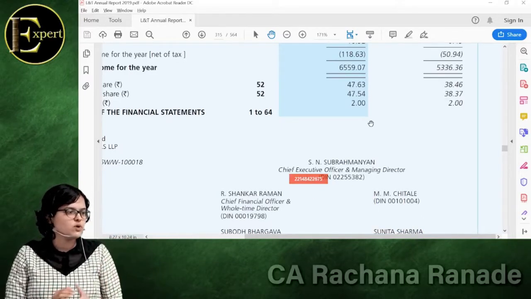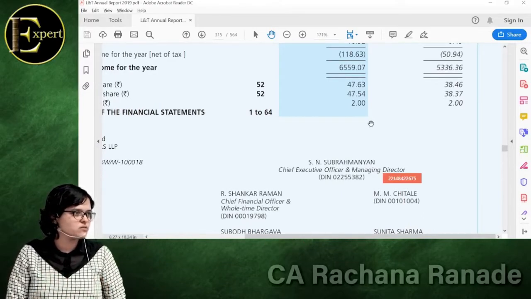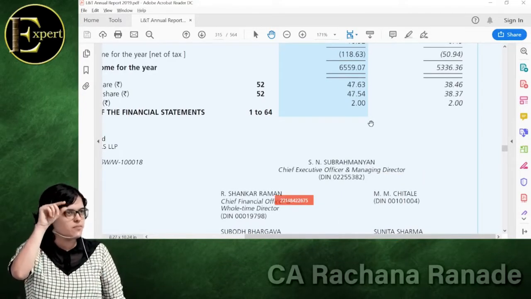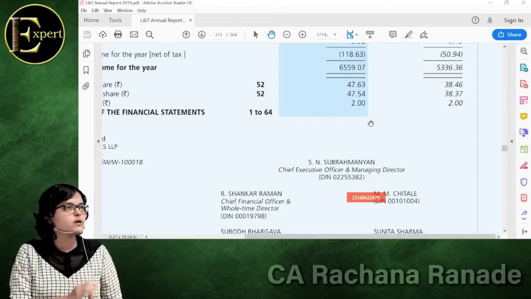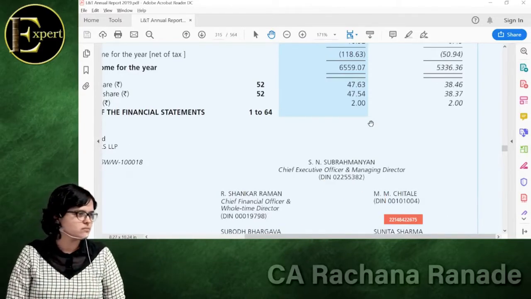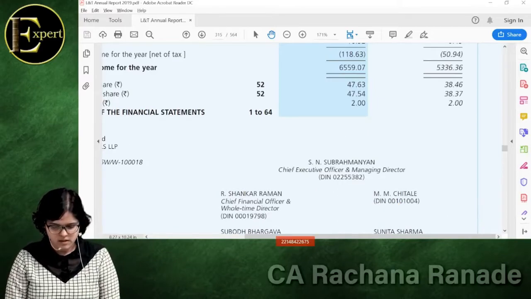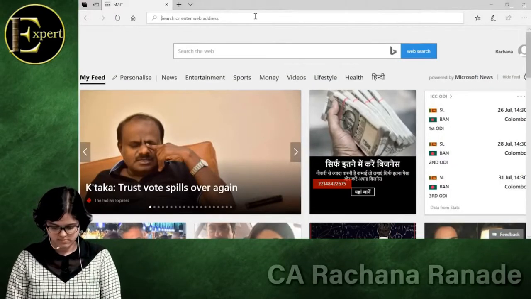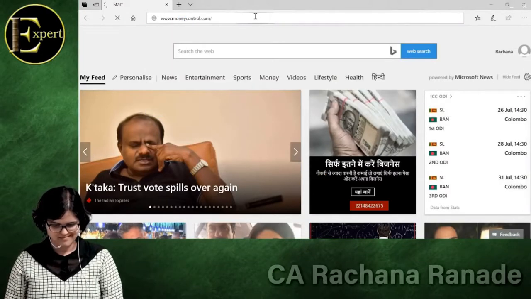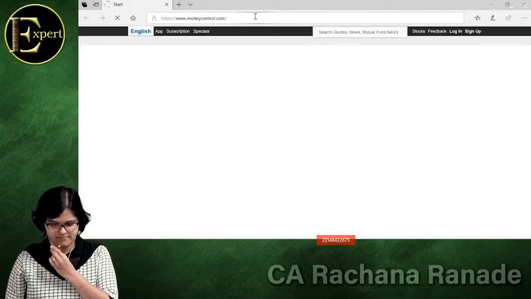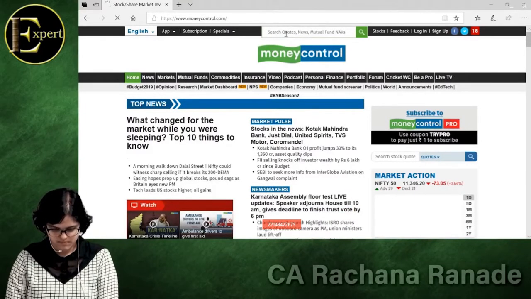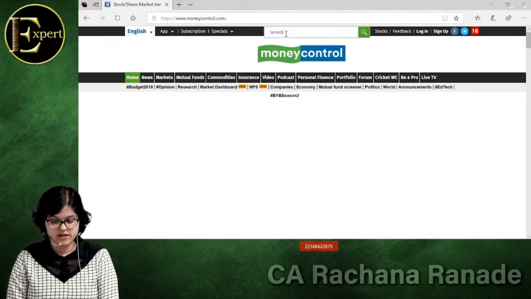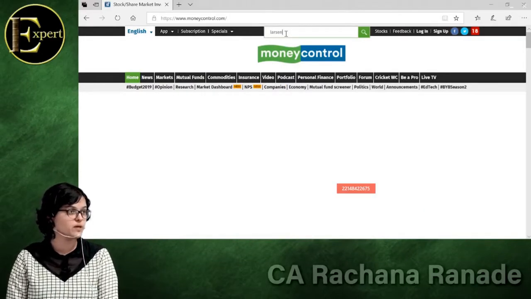So now if you were to quickly write down, how do I get these two figures? The top figure, price per share, we can get from any website like Money Control, BSE India, NSE India, wherever. And where do we get earning per share? Annual report. Simple? Yes. Now I'll show you Money Control first. And there's a very nice analysis on Money Control also for PE ratio.